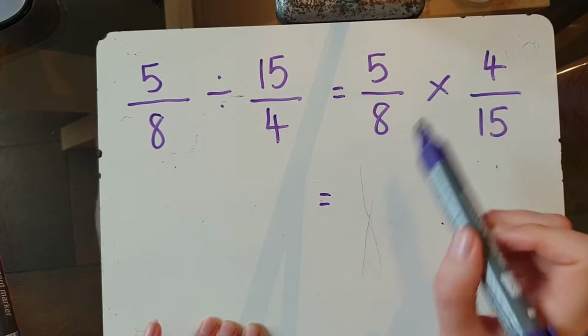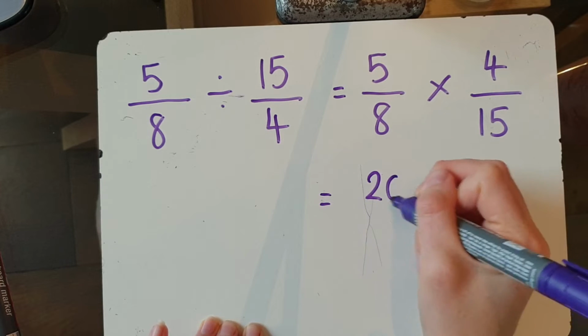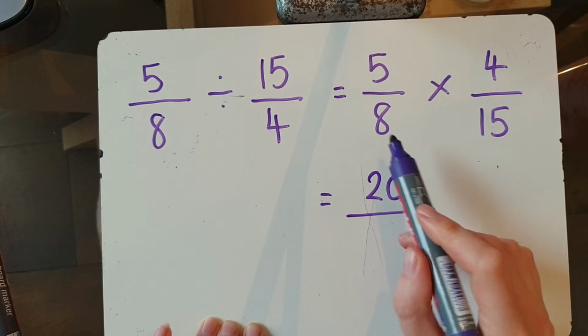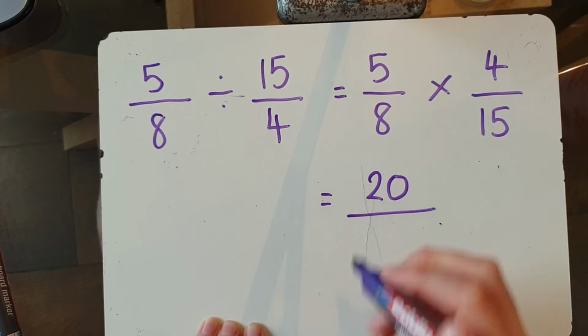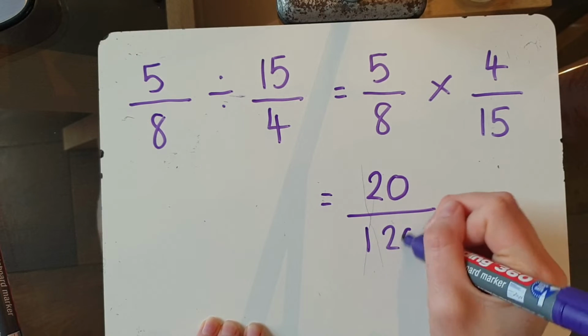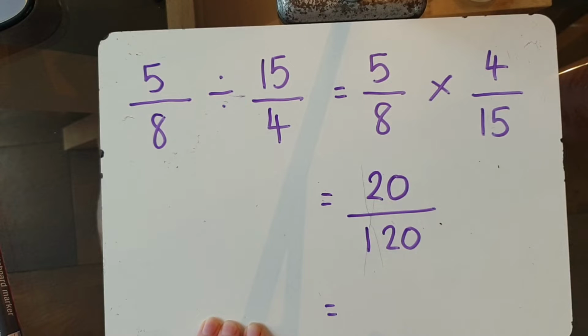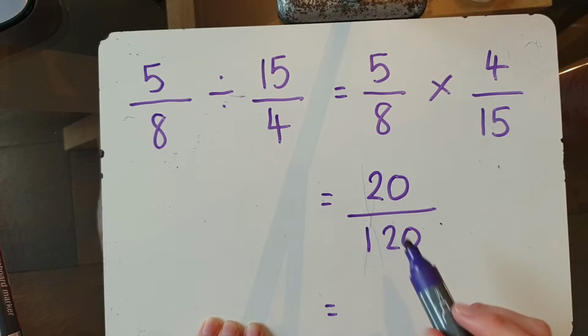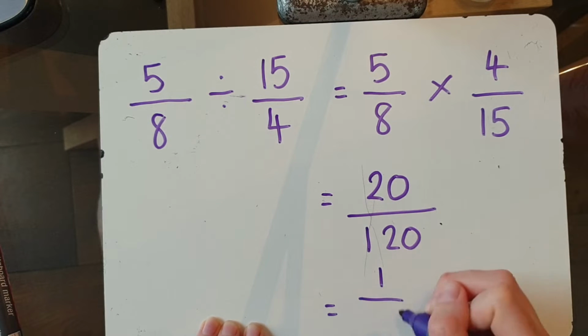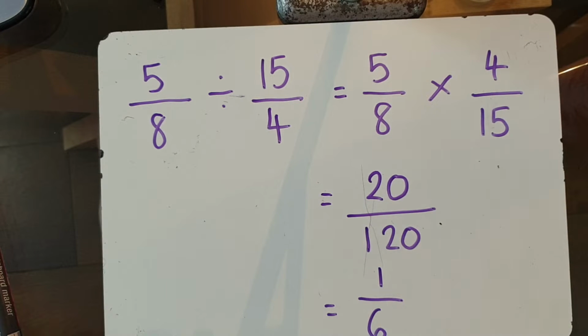So I'm going to have 5 times 4 on the top, which is 20. I'm going to have 8 times 15 as the numerator, which I think is 120. And then I'm going to simplify this. So top and bottom both divide by 20. So we've got 1/6. So that's a quick recap for you.